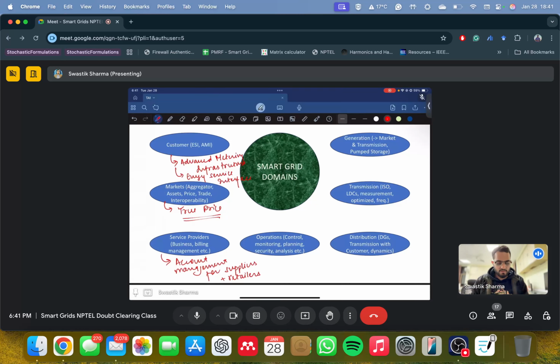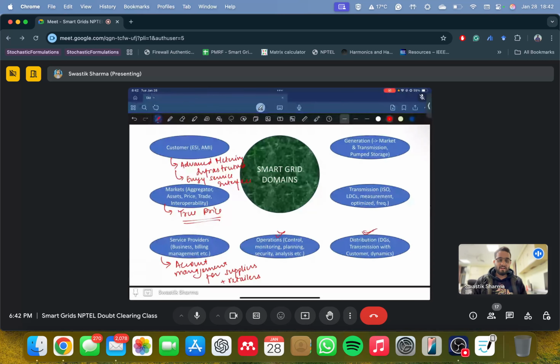Then you have operations, which deals with control, monitoring, planning, security, analysis. So operations is like you want the grid to be secured. It should coordinate between different resources. So that is what happens in operations. Then you should have a distribution system that can have DGs. It should be linked with the customers who possess renewable energy resources, and it should be able to tell you the dynamics of the distribution grid.